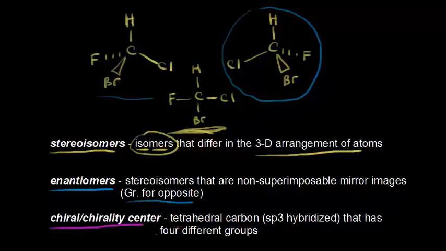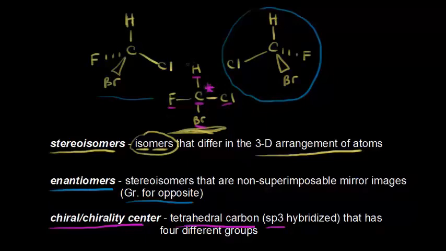It's a tetrahedral carbon, so I think it's sp3 hybridized. If I look at this carbon here, in this dot structure, this is a tetrahedral arrangement of atoms, tetrahedral geometry. It has four different groups attached to that carbon. In this case, four different atoms. So a hydrogen, a fluorine, a bromine, a chlorine. And anytime you have this tetrahedral carbon that has four different groups attached to it, you create a chiral center. So this carbon right here is a chiral center or a chirality center.